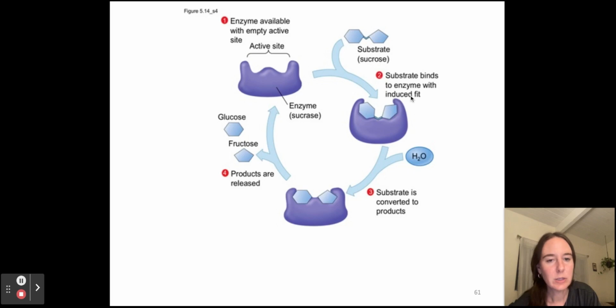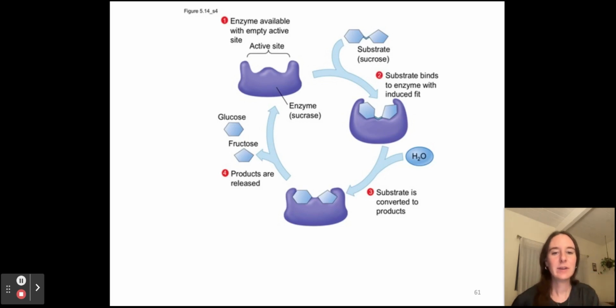And this is called induced fit. Induced means because it fits because something is changing. It's kind of hugging around. And with the addition of water, now we can break apart the bonds of the sucrose, right? With the addition of water, hydrolysis, and now we've converted the substrate to the products, fructose and glucose, and now those products are released.